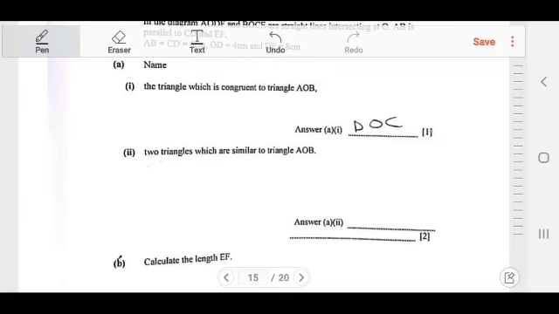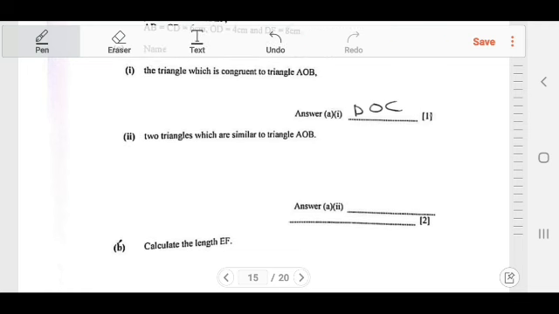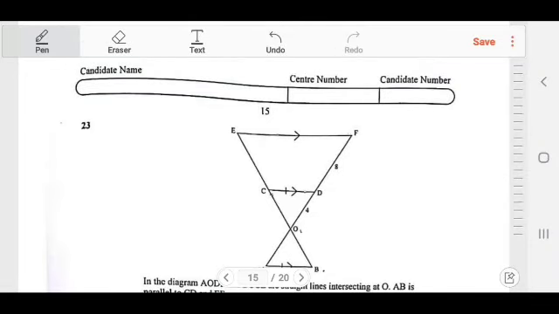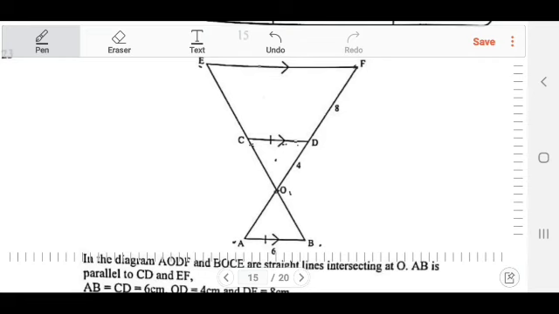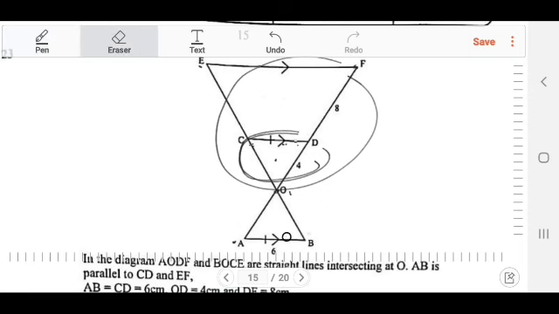Then item 2, two triangles which are similar to triangle AOB. Similarity and congruence: for congruence, both angles and sides are equal, but for similarity, sides can be proportional, but angles need to be equal. So for similarity, we have what? We have DOC and FOE. This one here, FOE. Since we said congruence means that they are similar in every way, angles and sides, if this one is congruent to this one, it simply means that this one is similar to the big one. So I'm going to ignore this one and deal with these two.